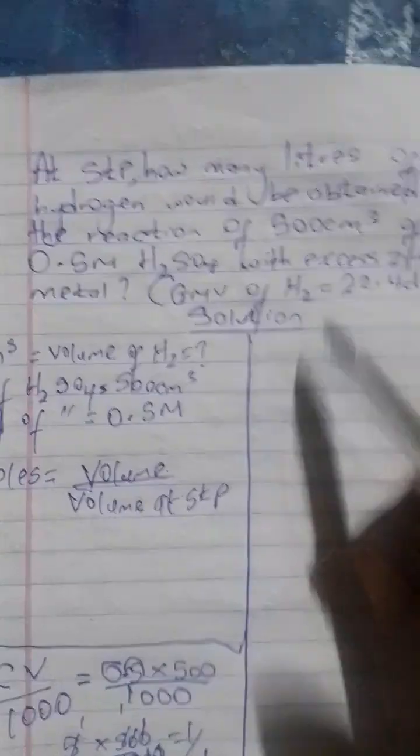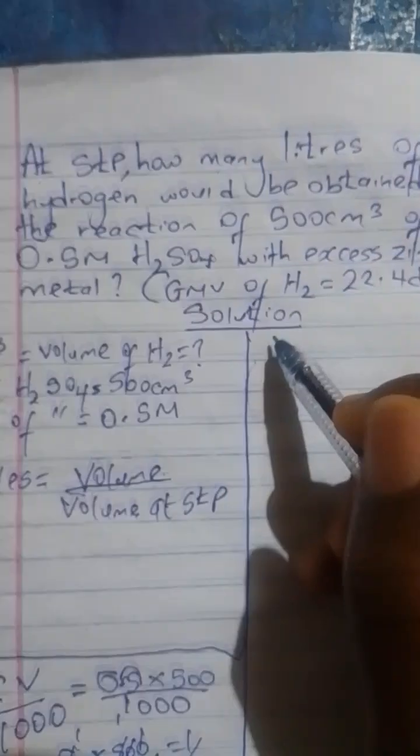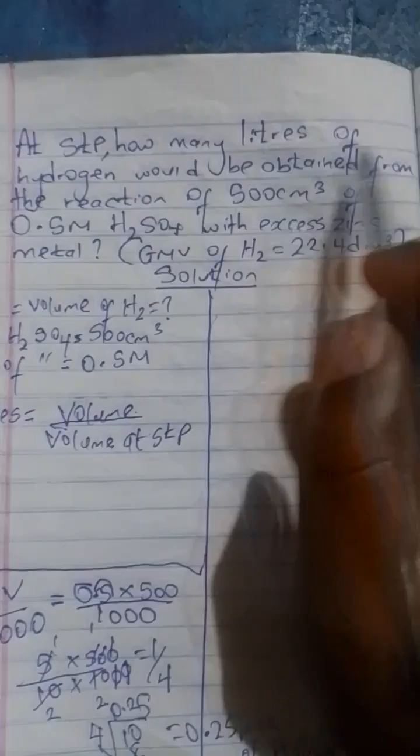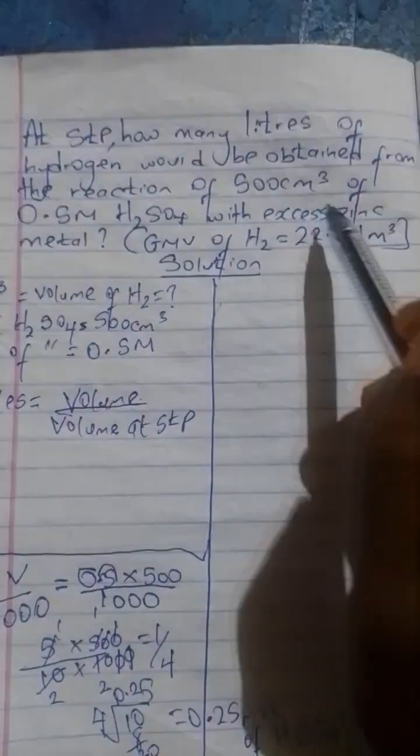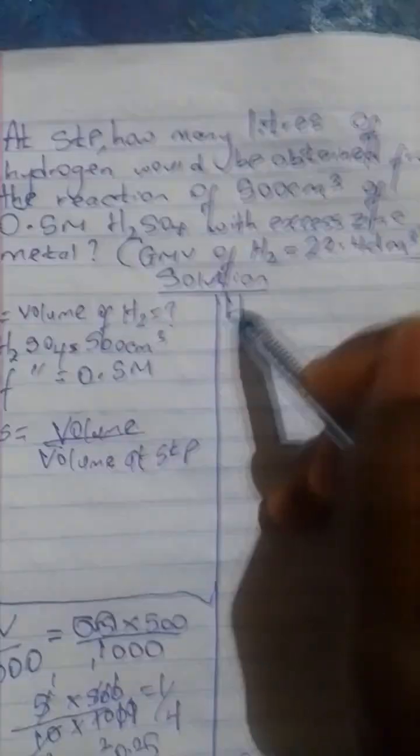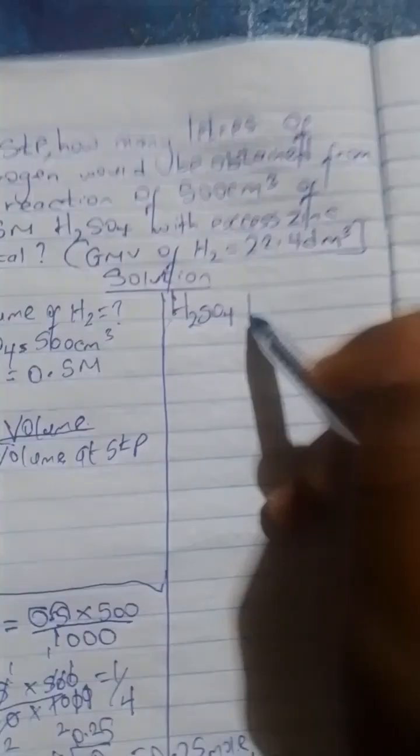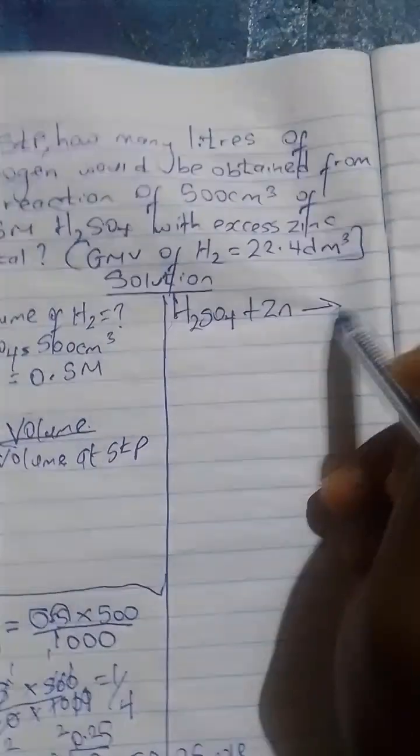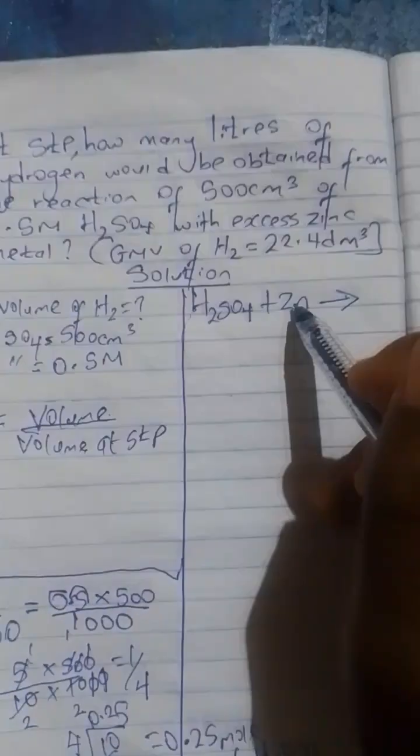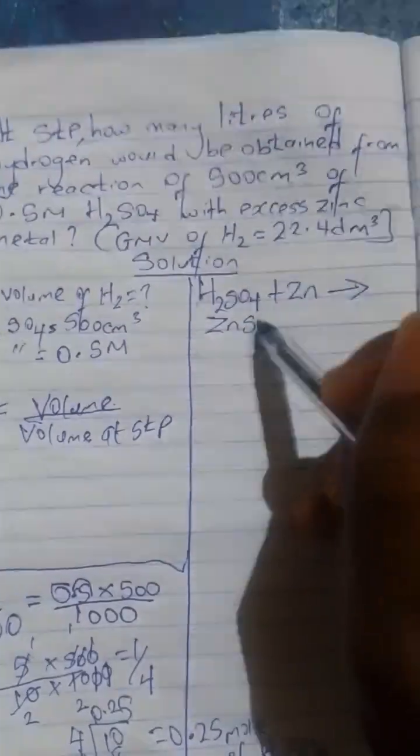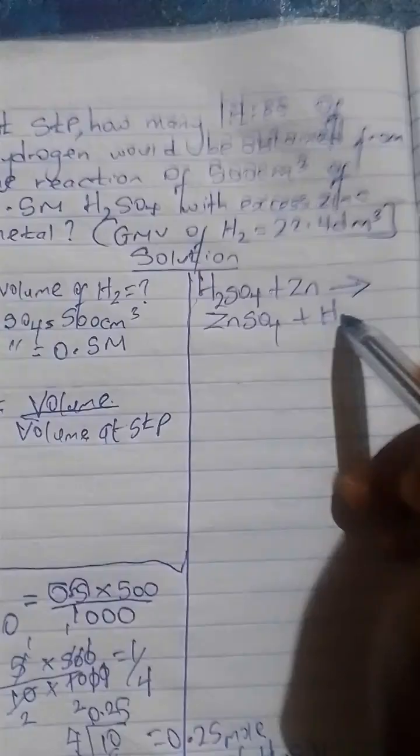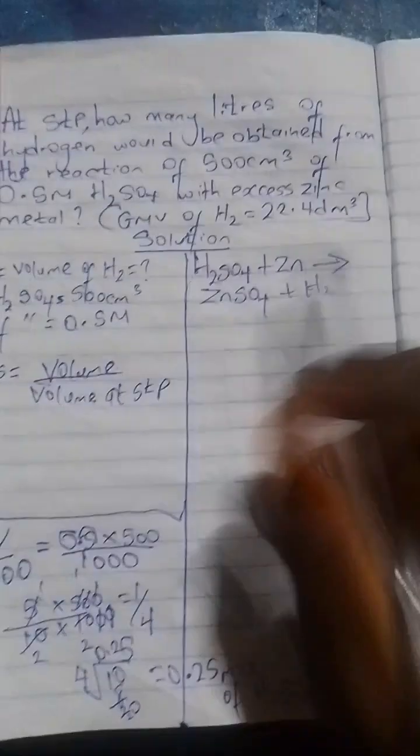Now with this, we can form a relationship, but first we have to write the equation of the reaction. The reactants are H2SO4 plus zinc. Zinc is a reactive metal, so it will displace hydrogen. Therefore I have zinc sulfate plus hydrogen gas. This is the equation of the reaction.